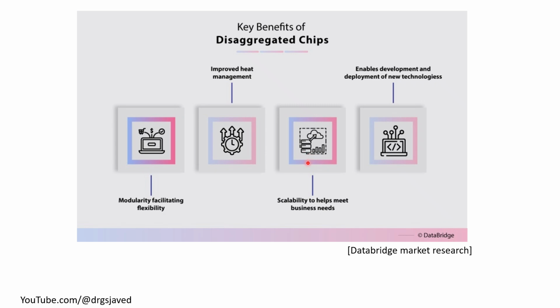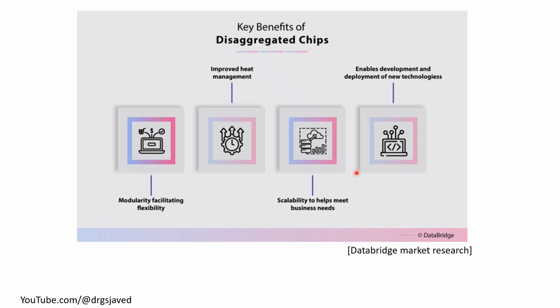Scalability to meet business needs. Now if you have separate CPUs and separate GPU units, you can add more of them while retaining the same number for the other functions like the memory, I/O and the analog blocks or the RF blocks. And this definitely enables the development and deployment of new technologies and innovative approaches towards integrating AI into the system or neural engines.